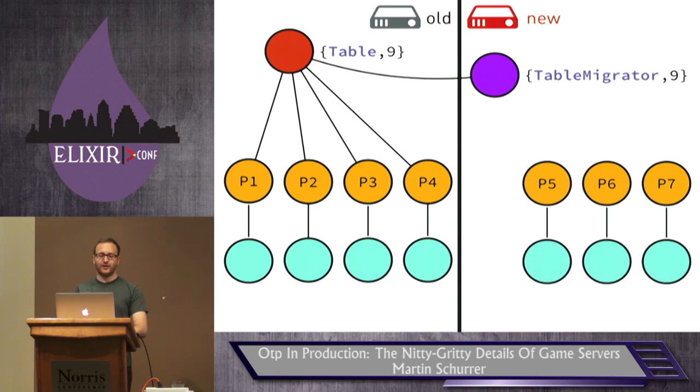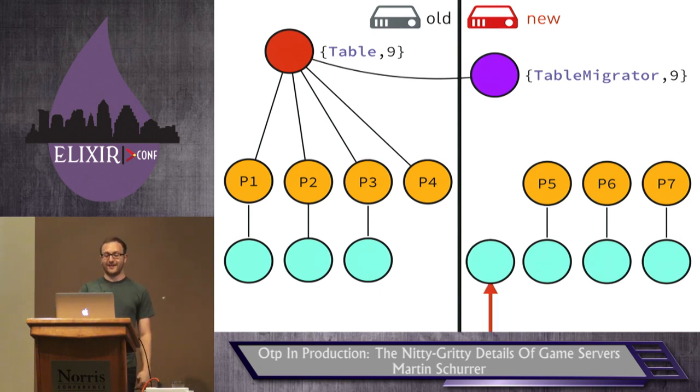But what happens when one of the players playing at table number 9, who's still connected to the old node, dies? As I said, they get angry, they hit F5, their browser window reloads, the WebSocket connection is gone, and the player process and table process are still on the old node. But the new connection handler arrives at the new node. It performs authentication as always, then it looks, where is the player number 4 process? Should I start one or should I reconnect? And it sees that there is a player number 4 process, but it's somewhere else in the cluster, because this is a global registration, so it's visible.